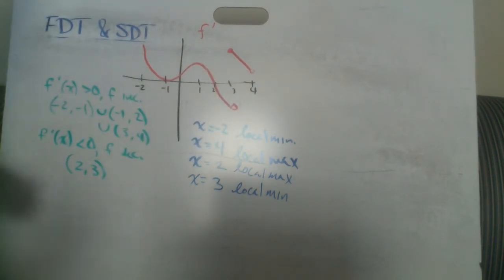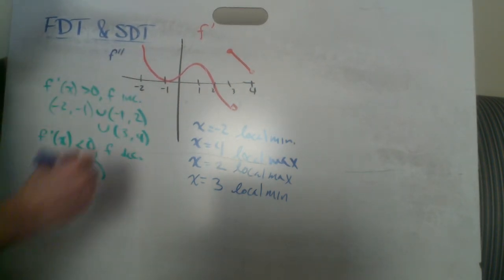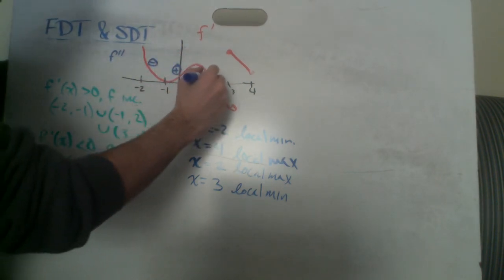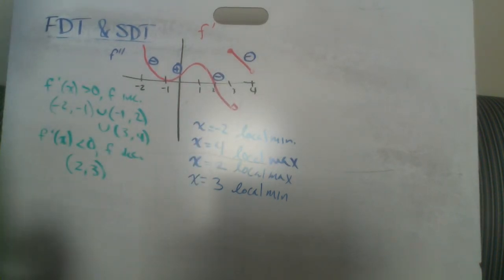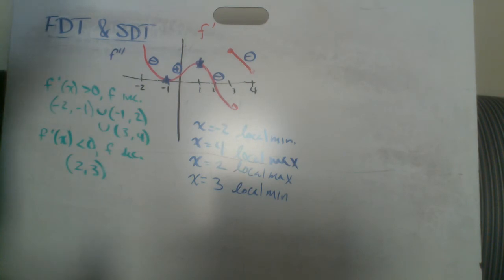So, if I'm writing this out for myself, I'll just make a little chart inside my graph. Okay? And in blue, I'm going to represent f double prime. F double prime is negative here, it's positive here, it's negative there, and it's negative there. So, f double prime changes signs right here at -1. It changes signs right here at 1, and that's it. Those are the only two spots where f double prime changes signs.